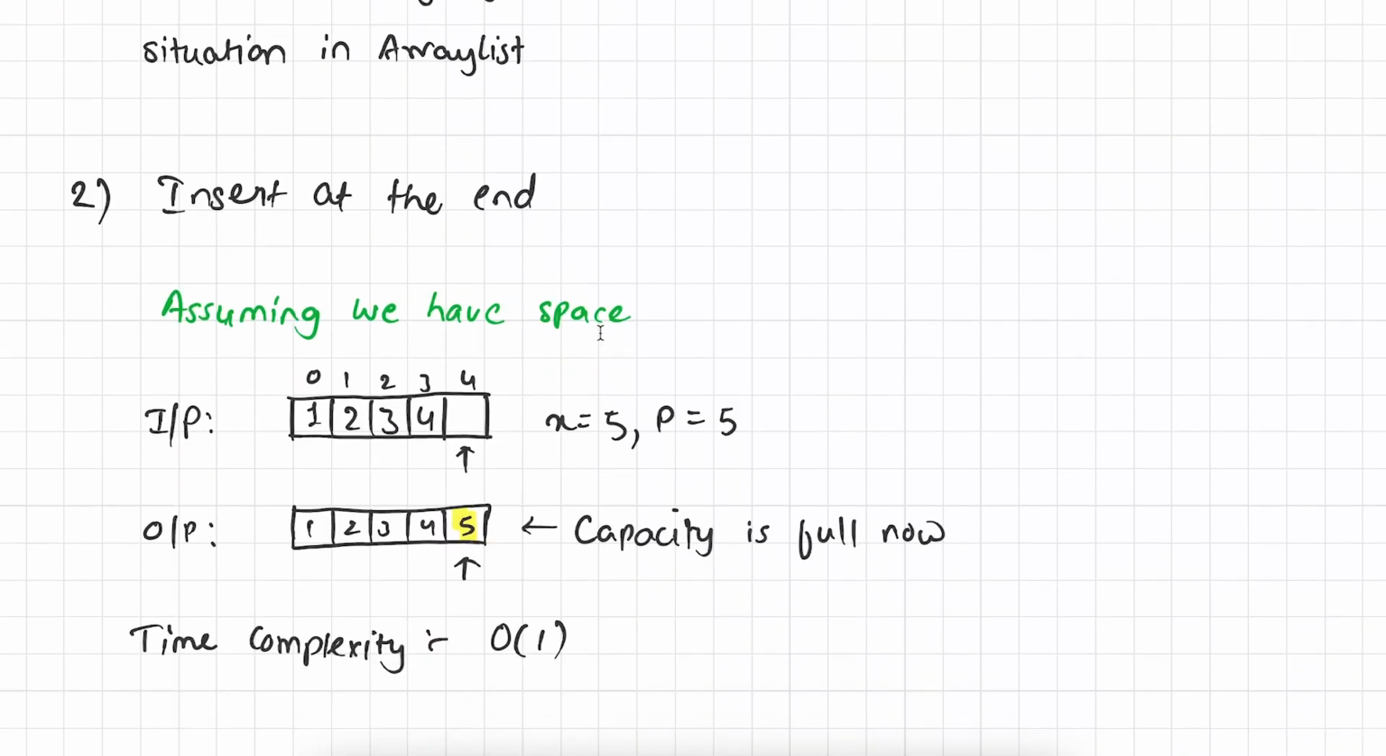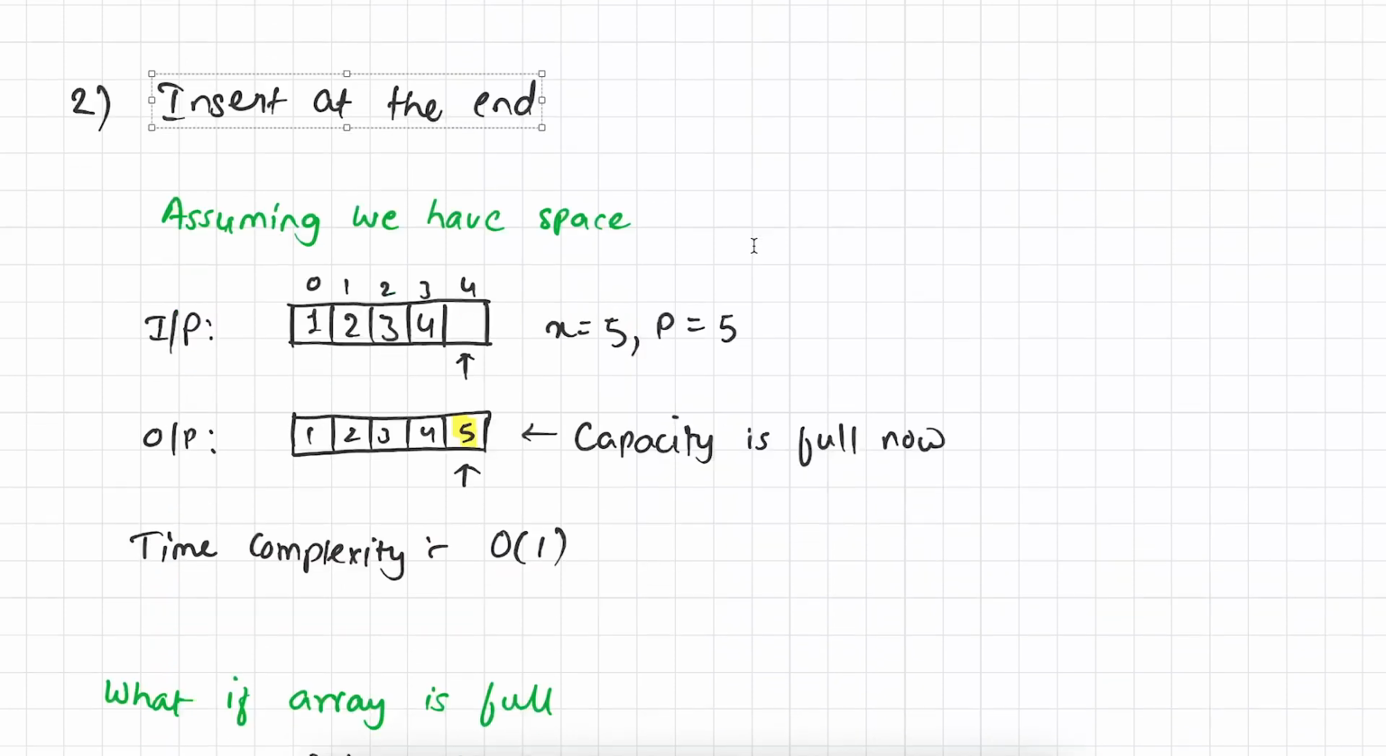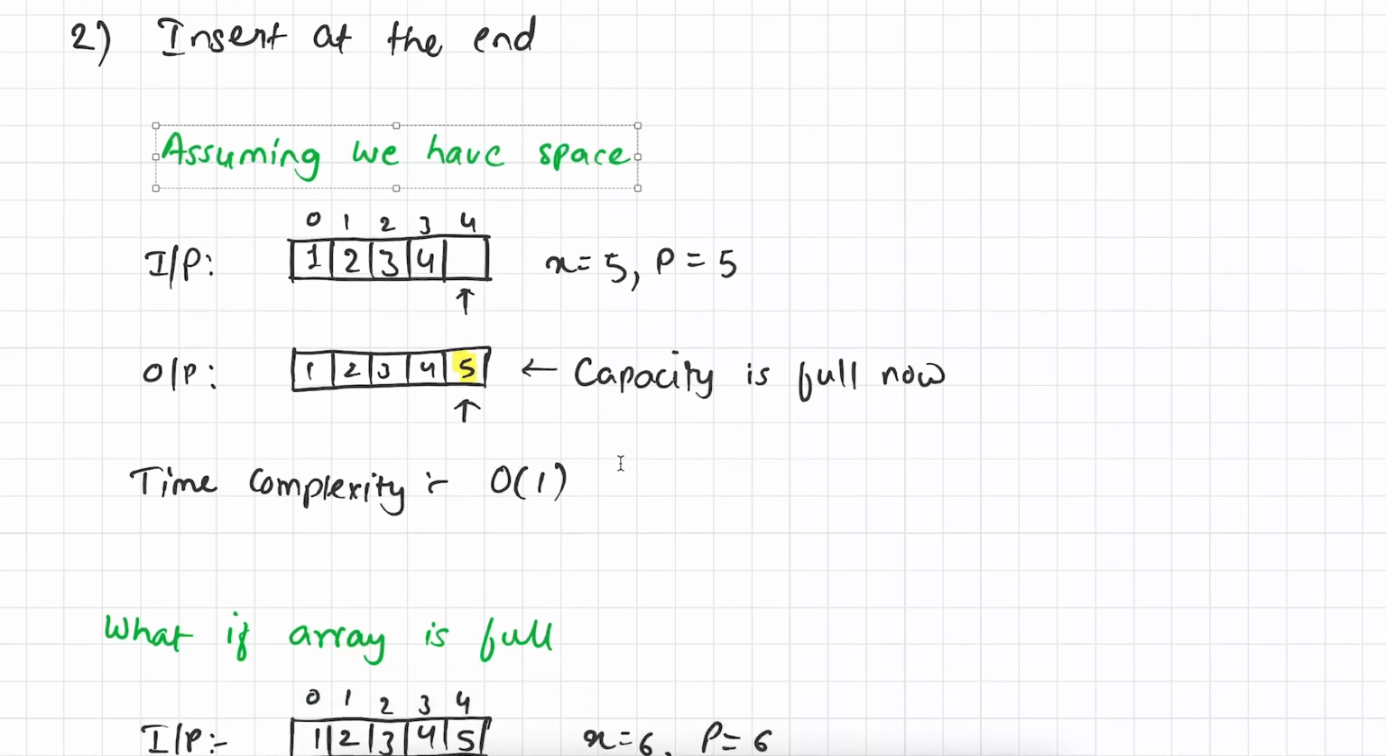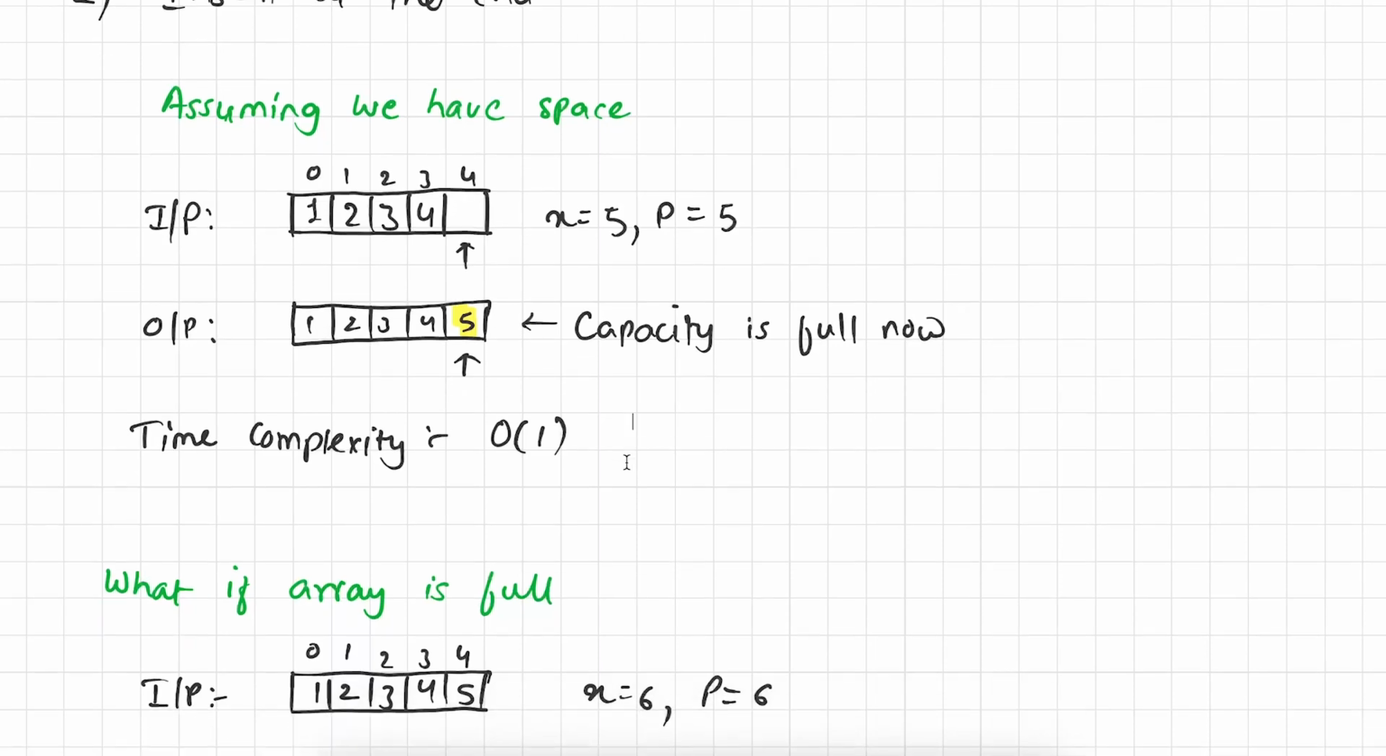Okay. Now next is what happens if we want to insert an element at the end. So here I am assuming that we have extra space at the end. If we have extra space, it means the capacity is not full, then we can easily add a new element at the end. And after adding this element, now the capacity is full. So the time complexity of this operation is big O of 1. In constant time, we can enter any element at the end if we have available space.